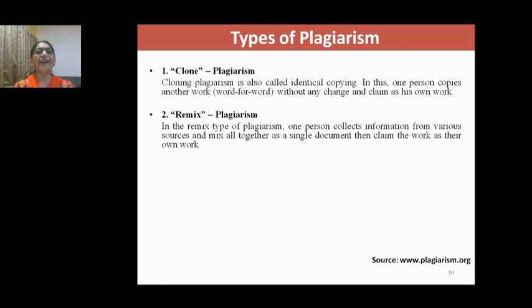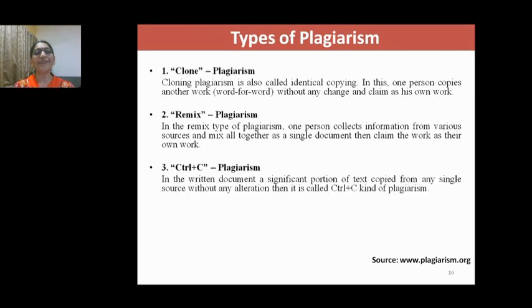And the second is remix plagiarism. In the remix type of plagiarism, one person collects information from various sources and mixes it all together as a single document and then claims the work as their own. The third type is Control C. We always heard of copying and pasting. In a written document, if a significant portion of text is copied from any single source without any alteration, then it is called Control plus C, that is, the copying kind of plagiarism.